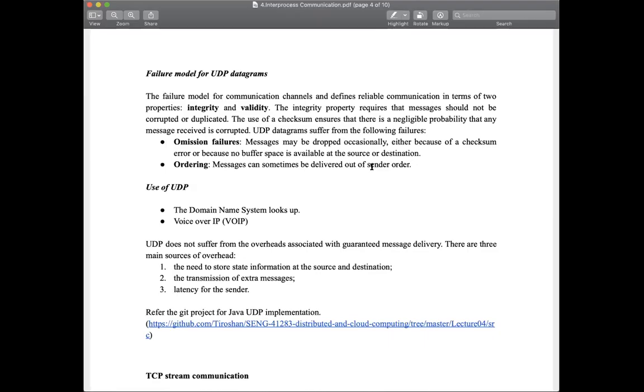So they use the UDP protocol. Voice over IP, like Google Hangouts or some kind of video streaming application, they use UDP, right? Real-time data transferring is the concern, so in such cases they use the UDP.